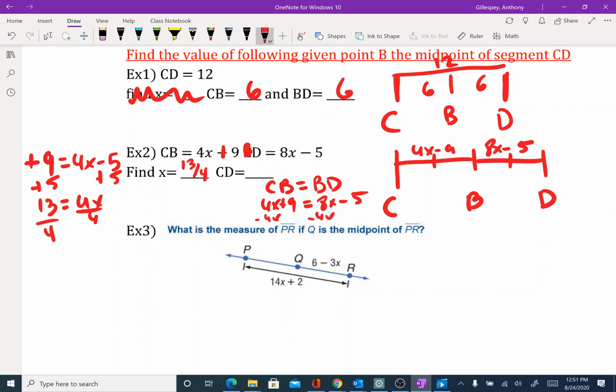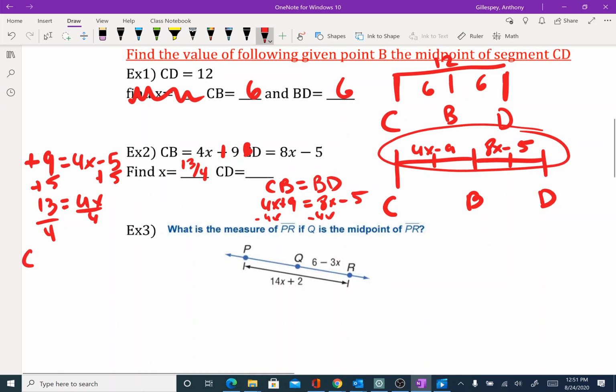And then how long would CD be? Well, CD would be this whole entire length, right? So all I have to do is figure out how long CB is and double it, because CB is equal to BD, and together they make the whole line, right? So CB is 4x minus 9, and we know that x is 13/4, right?